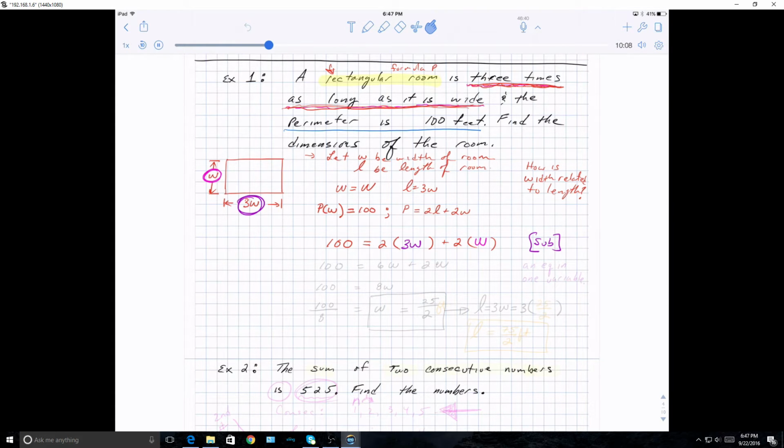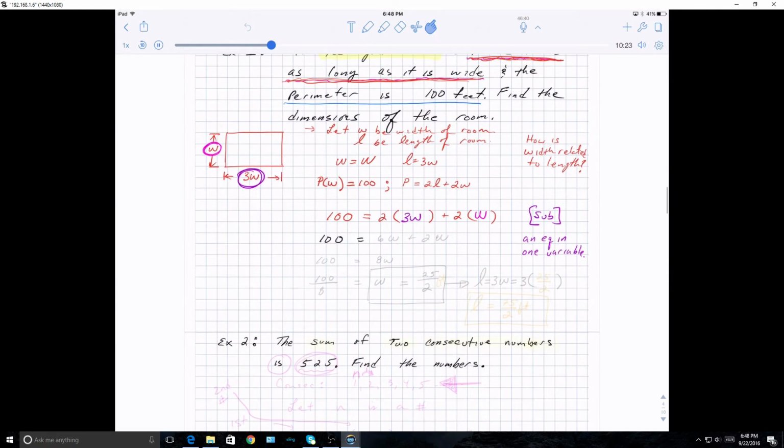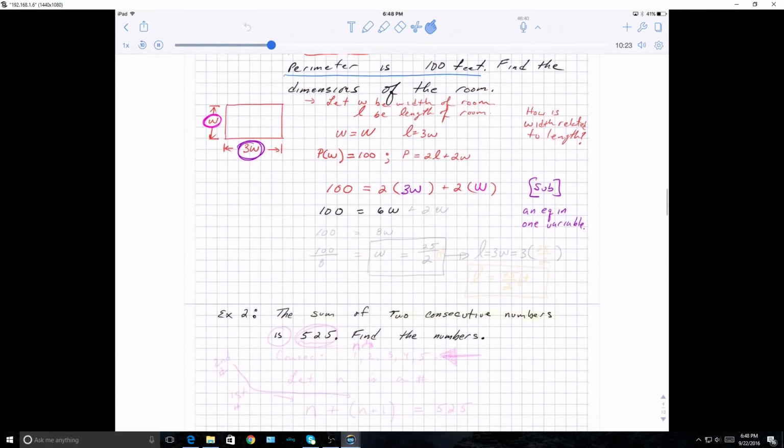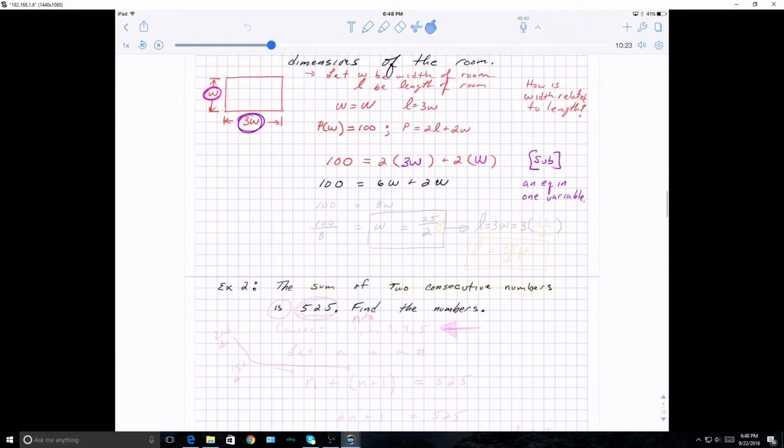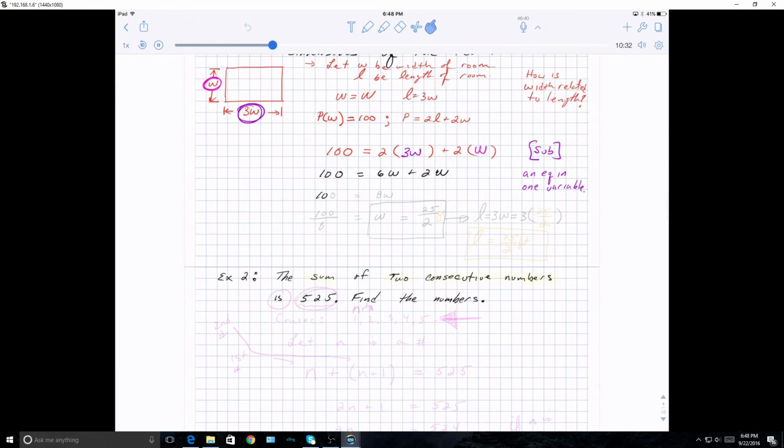Now notice what we have. We have an equation in one variable. So that allows us to solve. So let's do that. And this will be what? 100 is equal to 6W plus 2W, which tells us that 100 is equal to 8W, which means that 100/8 is equal to W.